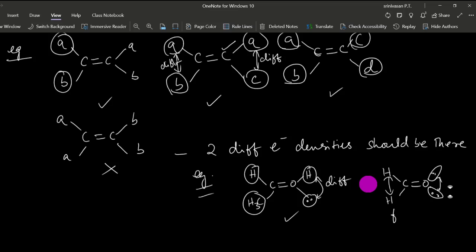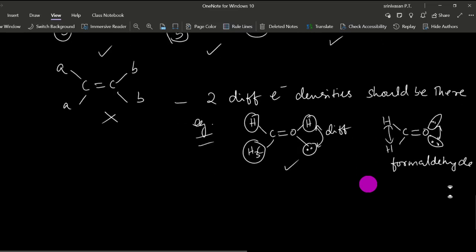That means formaldehyde will not show cis-trans isomerism. But this compound, C double bond OH, I have drawn it for you theoretically to understand.